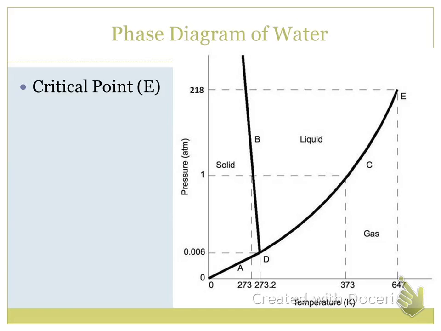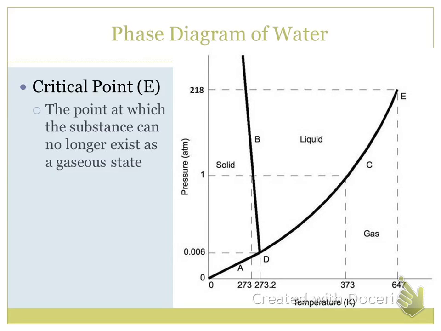The critical point is what we label at point E. We call that the critical point. At the critical point, we've reached such high pressure and such high temperature that water can no longer exist in a gaseous state.